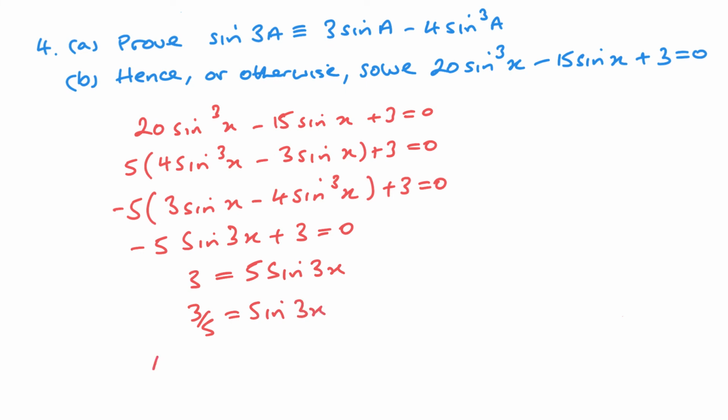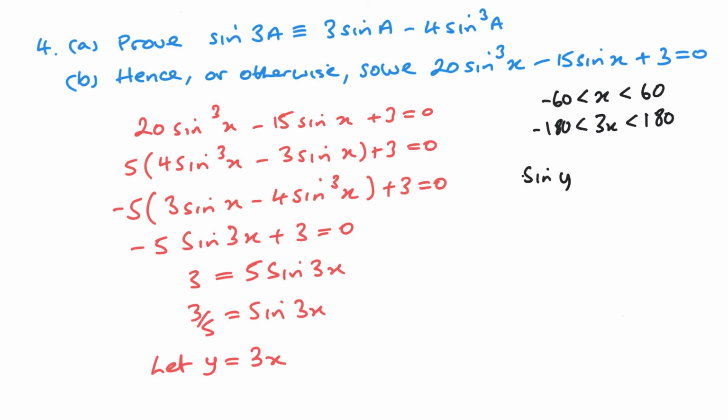Now before I go any further, I do like to change this 3x into something else, so I'm going to use y. Equally I could have used theta, it makes no difference. Next I need to think about the domain. So we know that x is between minus 60 and 60, so 3x is between 180 and minus 180. So I should be picking up quite a few answers here. Now sine y is 3/5, so my initial value of y is 36.9 degrees.